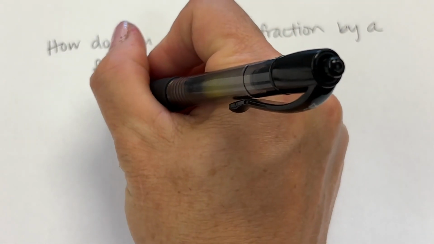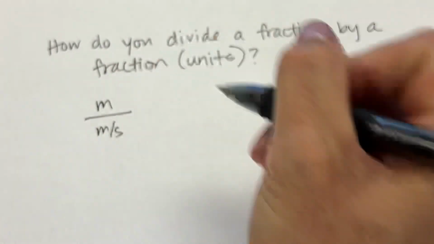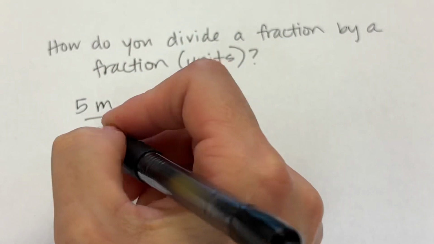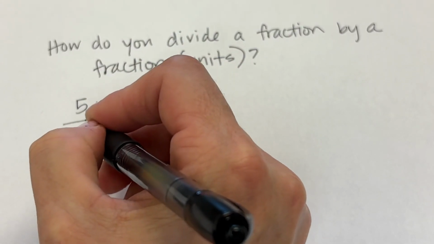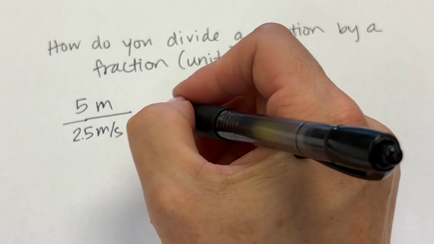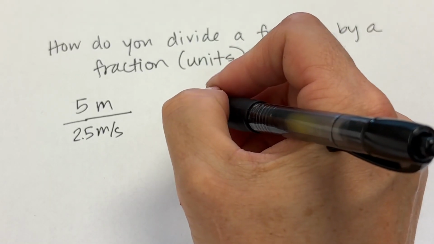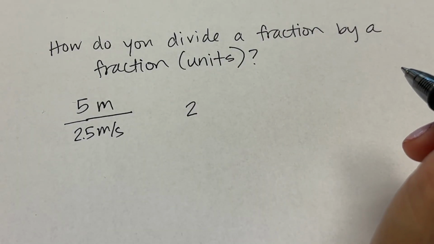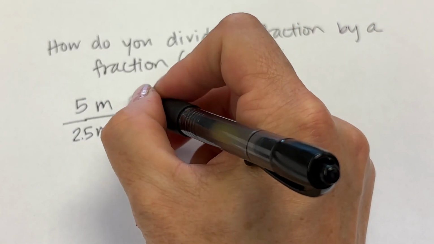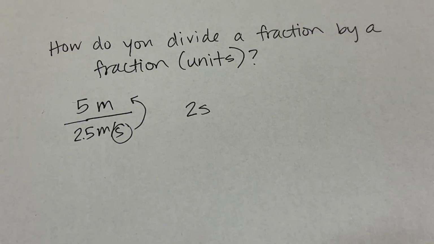So let's say you have meters divided by meters per second, okay? So typically you would write this like this. So what if you had 5 meters divided by 2.5 meters per second, okay? Now, if you were to just do the math, you would end up with 2 as your answer, okay? And then you know that this seconds ends up in the numerator, so your answer would be 2 seconds, okay?